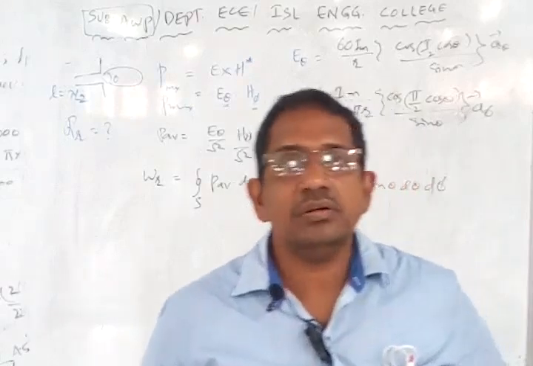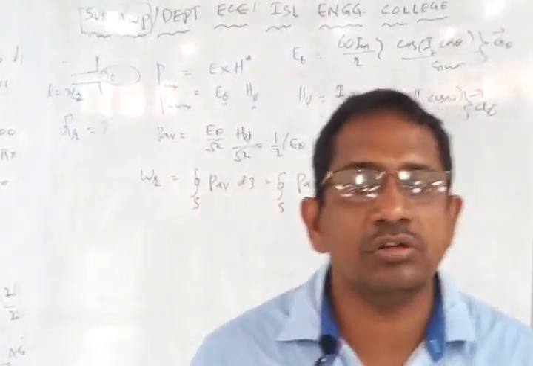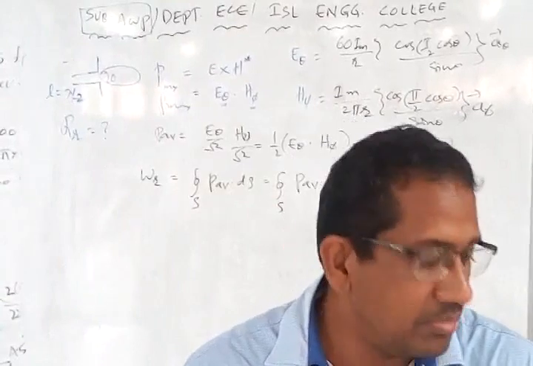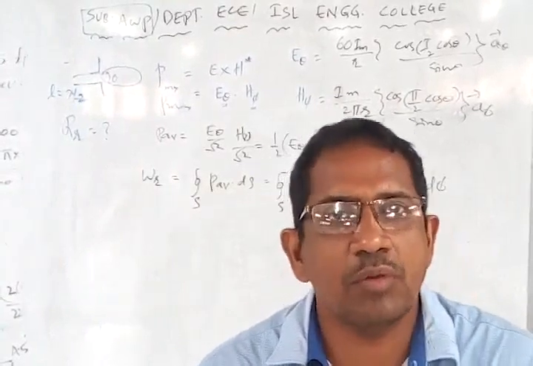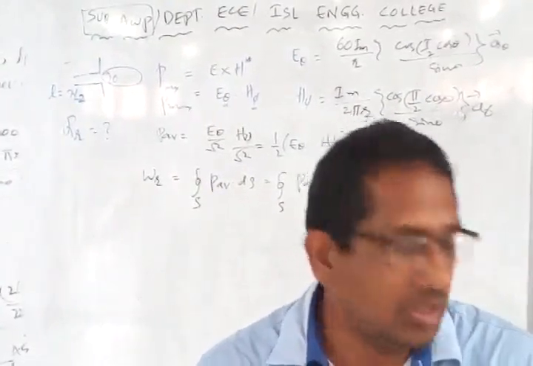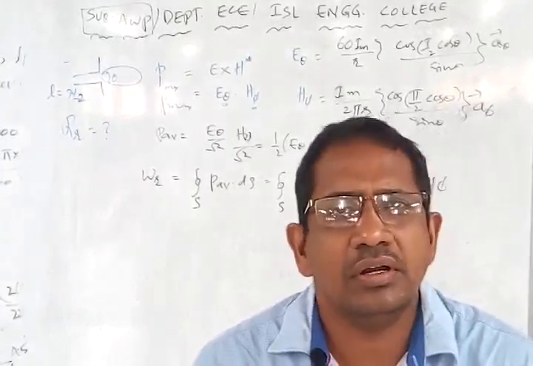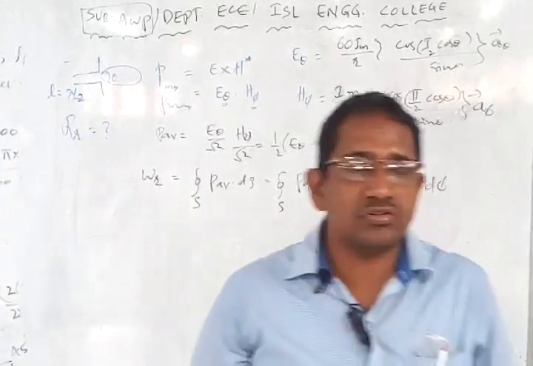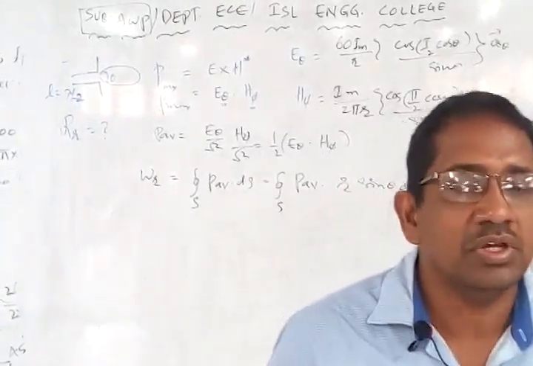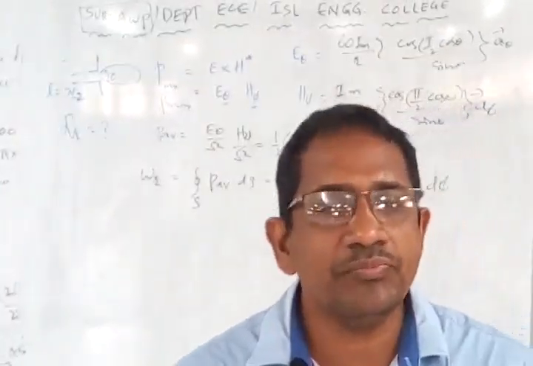In today's session of AWP, we are going to solve some problems, based on the derivations and formulas that we have already derived on the gain of the antenna, directivity of the antenna, and radiation resistance of an antenna. Based on that, we try to solve the problems. Now please take down the problem.